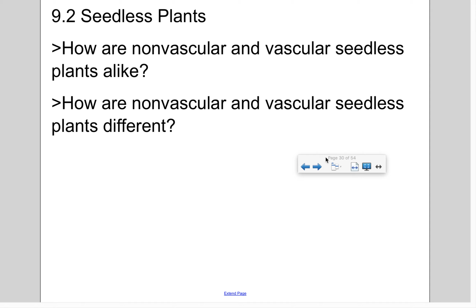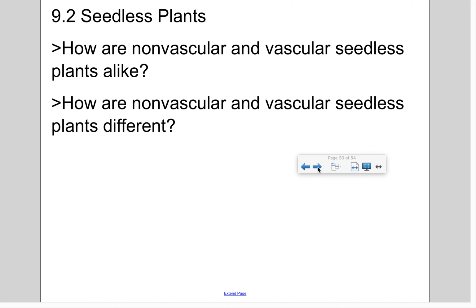They're both seedless. How are they different? Non-vascular, hence no vascular tissue. They don't have xylem or phloem. They move their materials through diffusion and osmosis. Vascular plants use the xylem and phloem, the specialized tubes that move things up and down in a plant.